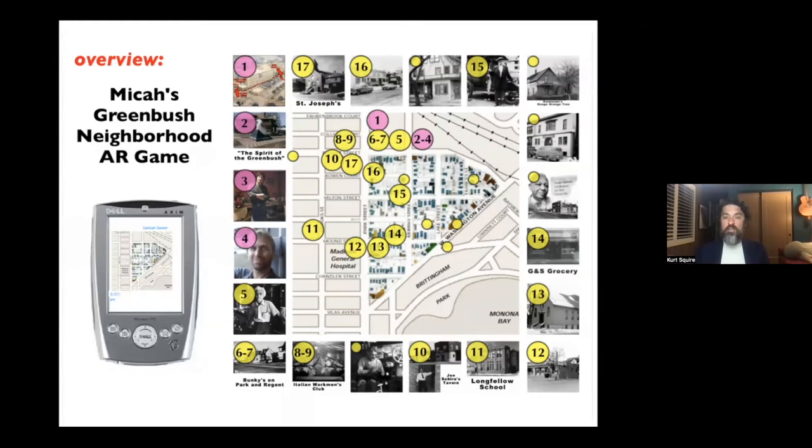So he lived in this neighborhood. You can kind of see that in the middle of the screen there. And what he did was went out, and this was a history game, I should say. This was not a language learning game explicitly. But what he did was went out in the neighborhood. He learned the history behind who lived in what buildings, what was there.